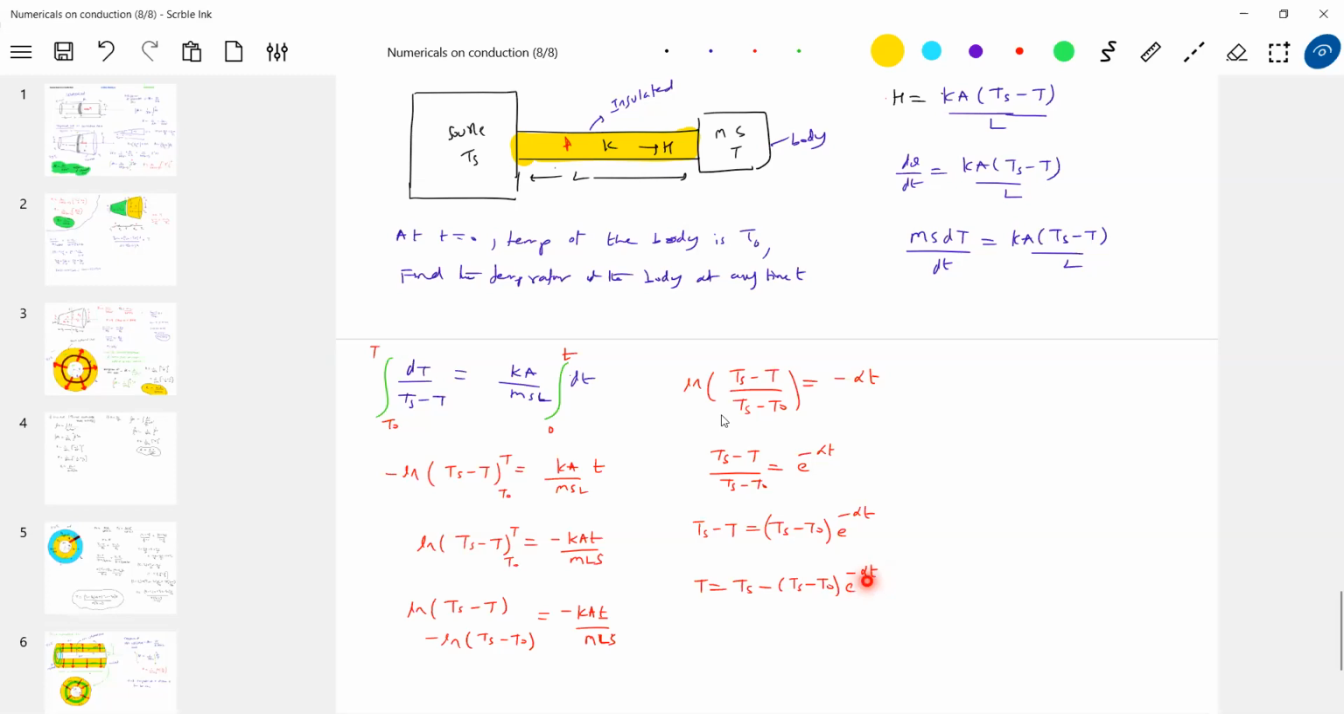Or say, this will become 1 by e to the power of alpha t. Put T equal to infinity. 1 by infinity will be 0. This quantity will become 0. What is the temperature of the body? It will be Ts. Justified.